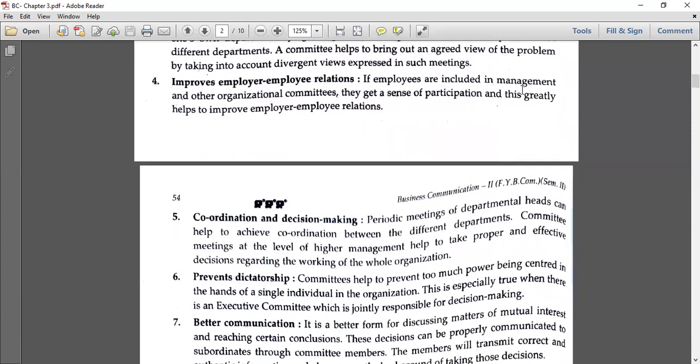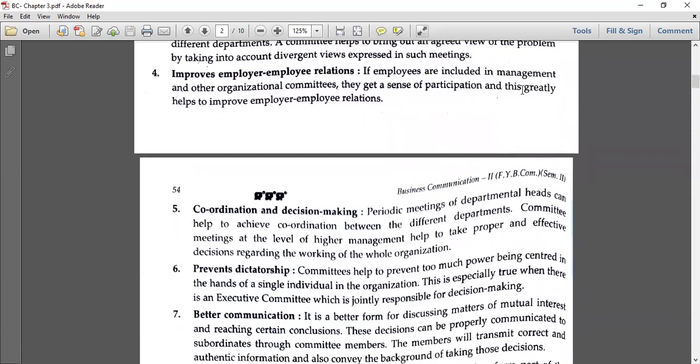Then the next one is improves employer-employee relations. If employees are included in management and other organizational committees, they get a sense of participation, and this greatly helps to improve employer-employee relations. If there is a committee which includes the manager, the CEO, and the factory worker, that means they are considered equal during the decision making process, which creates a sense of belongingness, and obviously it will improve employee-employer relationships.